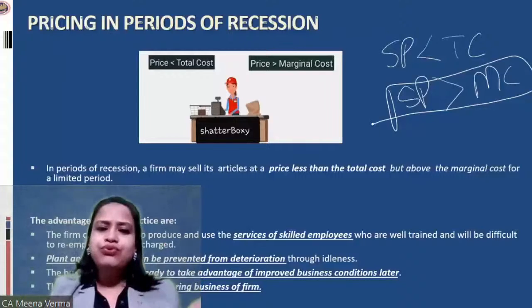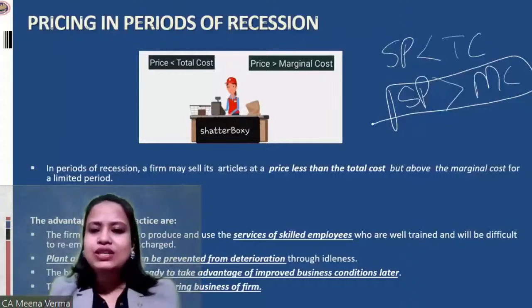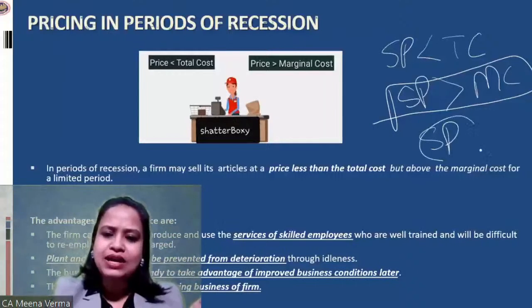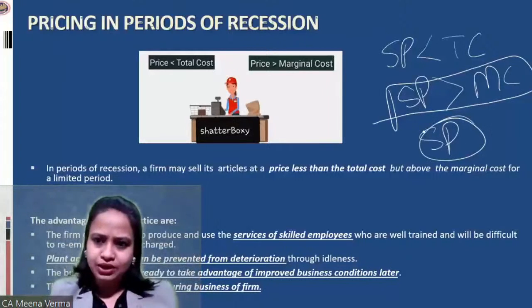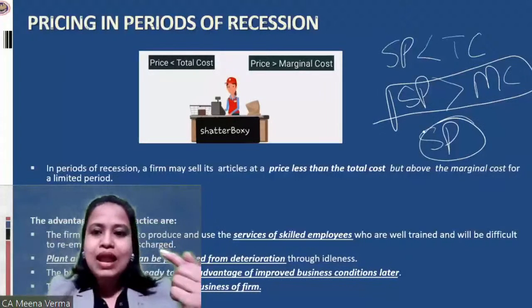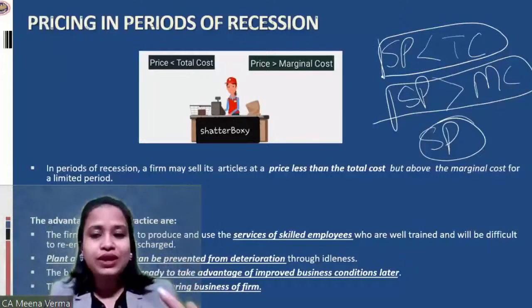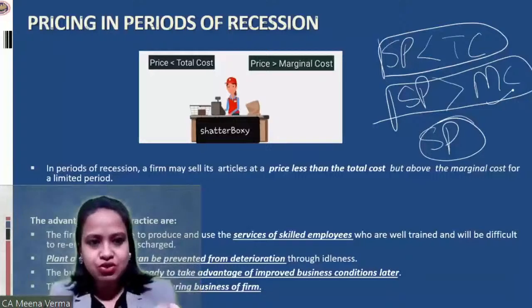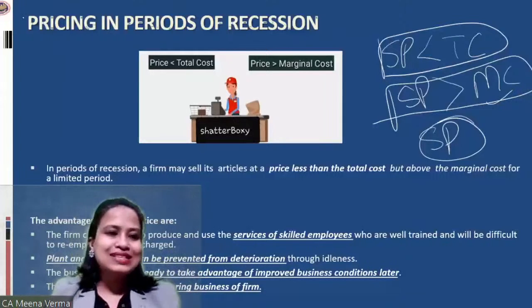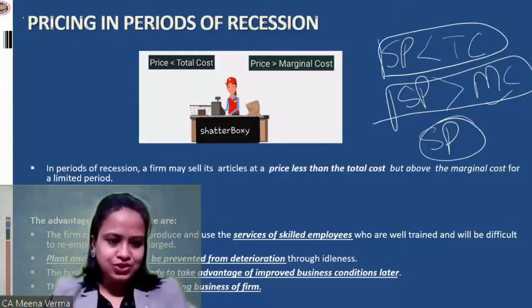If you are not even recovering the variable cost of the product, it's of no use to produce and sell the product in the market. So in case of recession, you will decide such a selling price, the price at which you can sell the product in the market, and it should be less than the total cost, but it should be more than the variable cost or the marginal cost. So this is the case of recession.